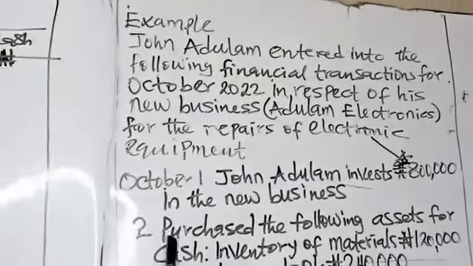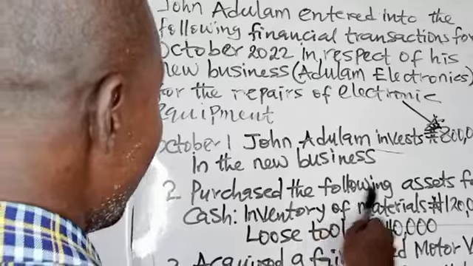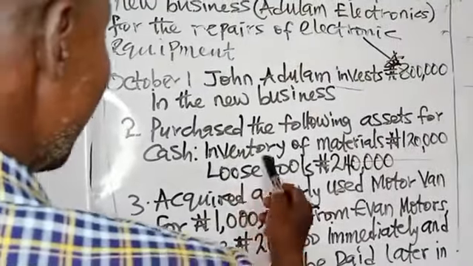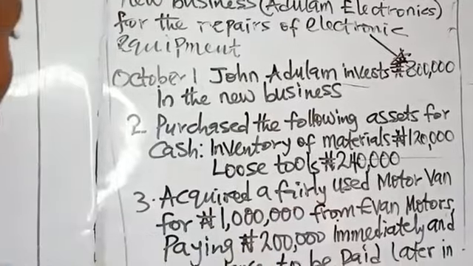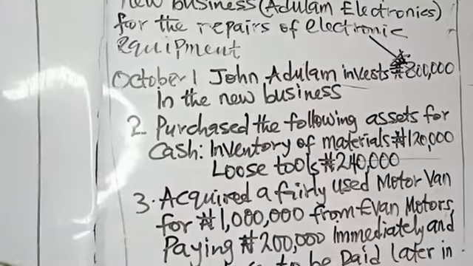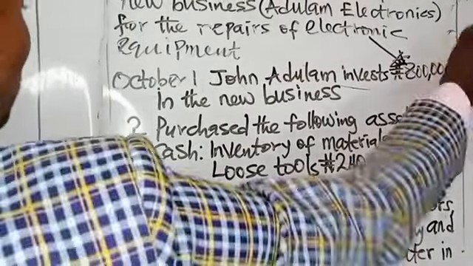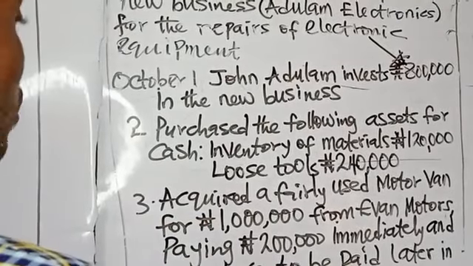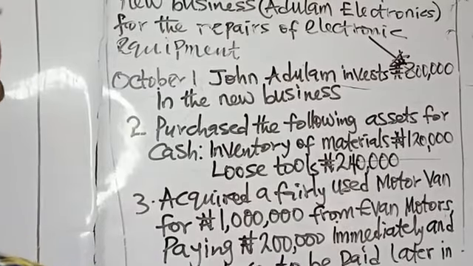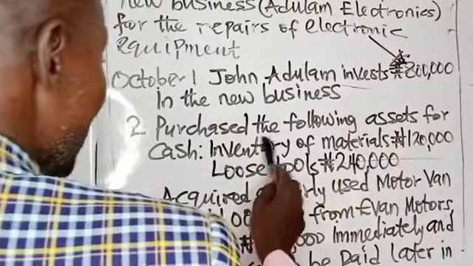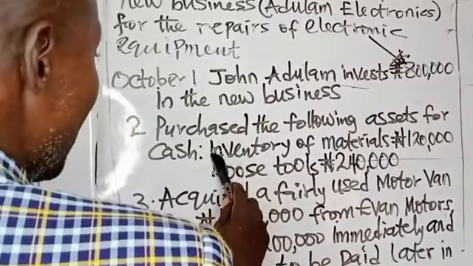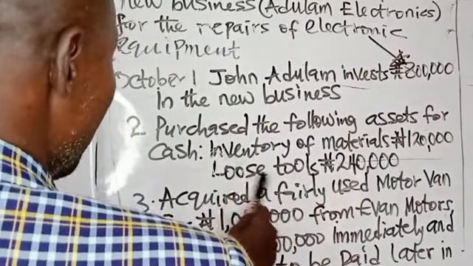So we have October 2nd. Purchase the following assets for cash. You purchase inventory, you also purchase loose tools. You buy them by cash. So when you purchase, you are giving out cash. What you are giving out is cash. So therefore, the cash account will be credited and these accounts will be debited. Inventory and loose tools accounts will be debited.